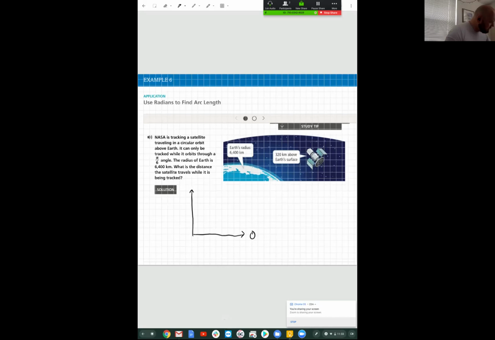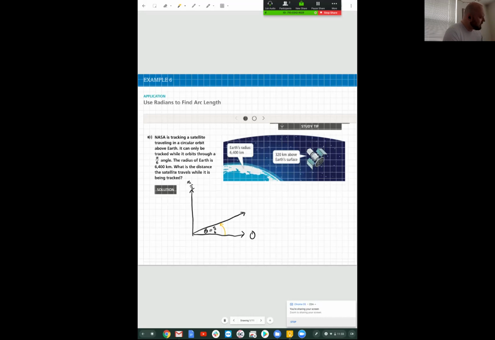This is 0 radians. This is pi over 2 radians. Pi over 6 is like 1/3 of that. So let's go about there, and we're going to call this theta is pi over 6. So my angle, I'm starting at my initial side, which is here, and I'm going up towards my terminal side. So that's the picture that's going on here.